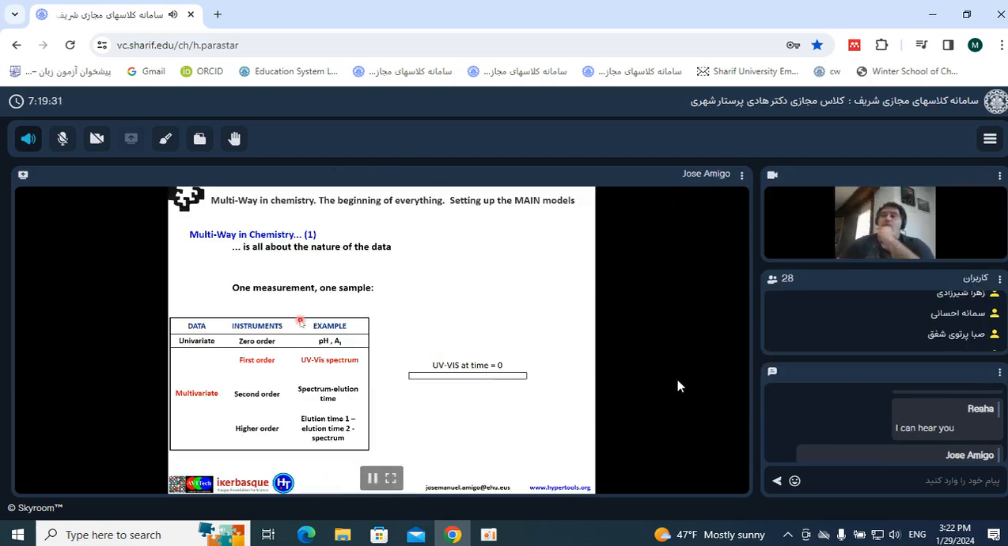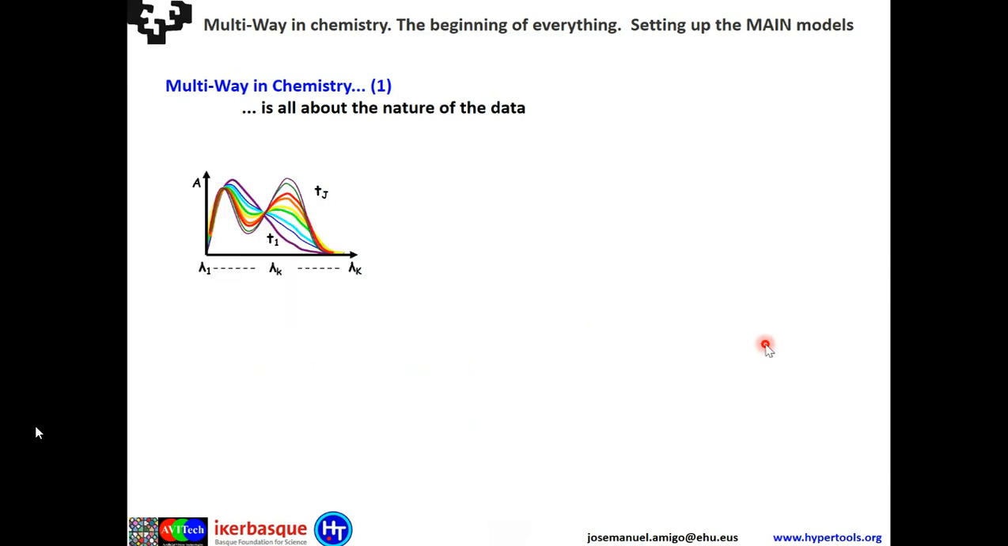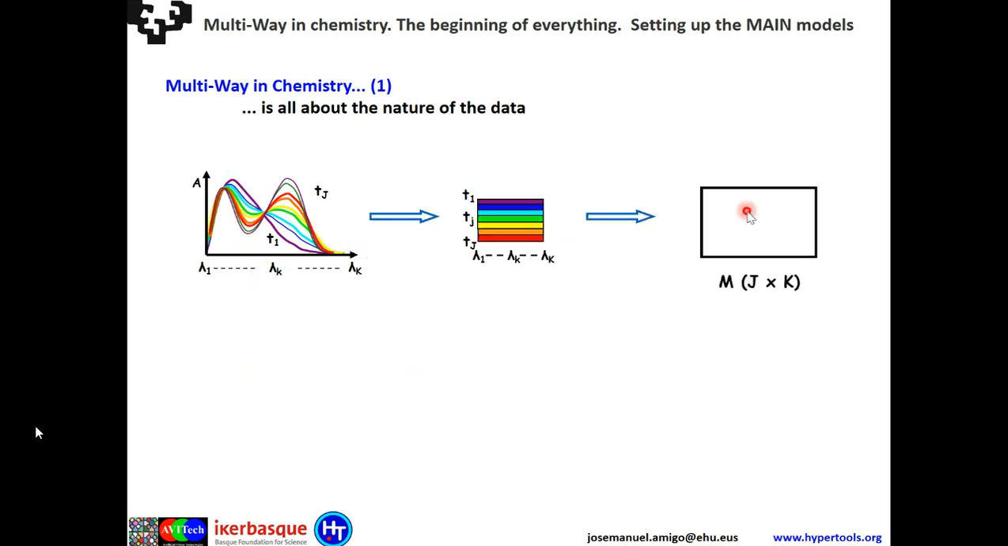Then, if we move to first order instruments, for one sample, we have the spectrum at a certain time, or at one sample, we have a vector, we have a spectrum. But actually, if we monitor this reaction, for instance, at more times, we have many spectra. So basically, we have our matrix here of one experiment, okay? In the sense that here we will have time, and here we have wavelengths. So we have our matrix, right?